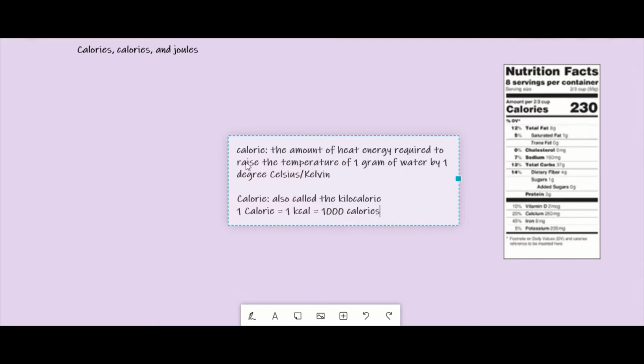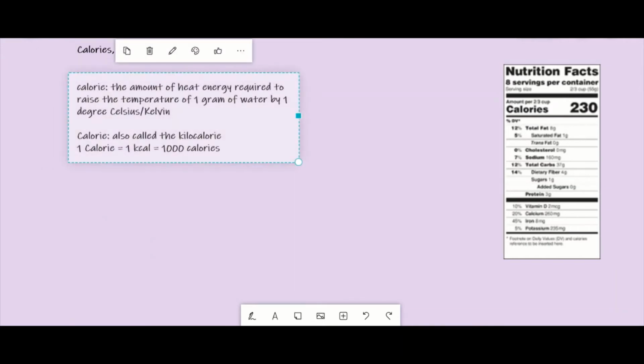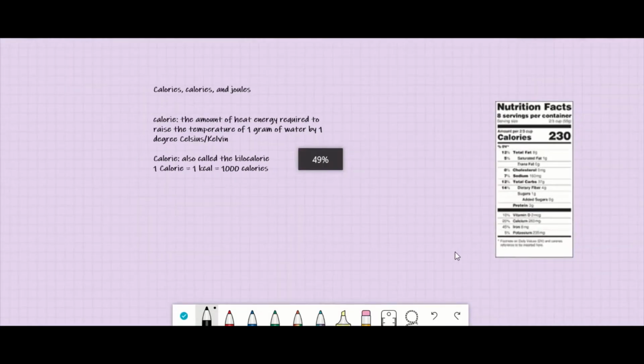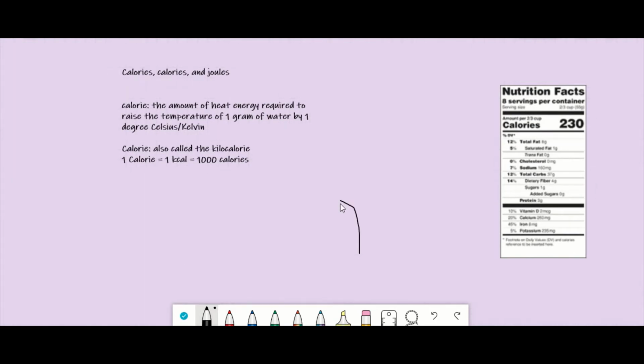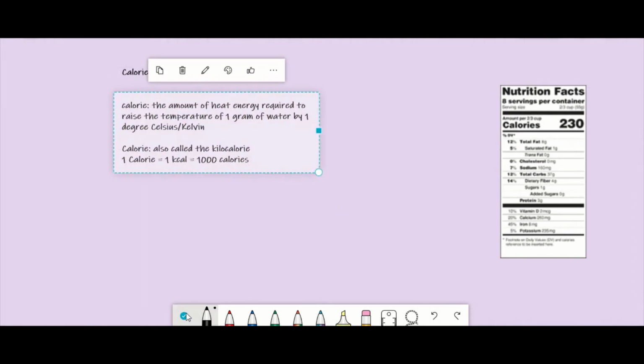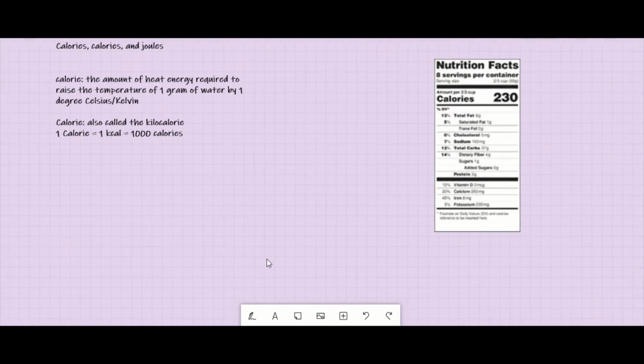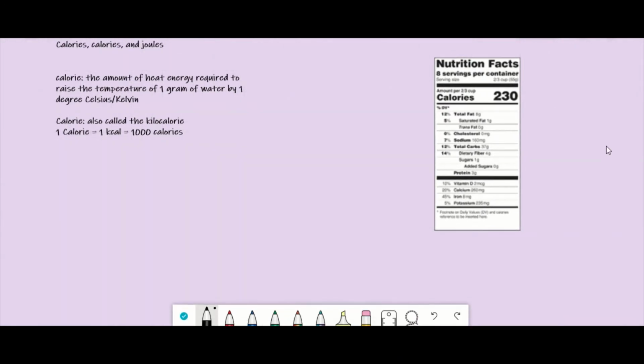Alright, so we can use a T-chart to convert between them. Let's use this example right here. I'm going to make a T-chart first. We're going to use a T-chart to convert the 230 big C calories into little c calories. So let's write it right here. We have 230, and we're going to put calories. And we want to get that to little c calories.